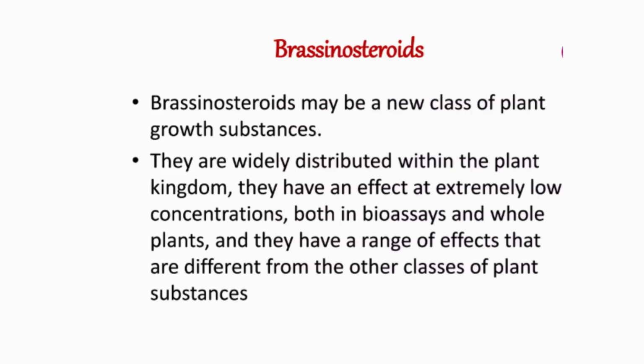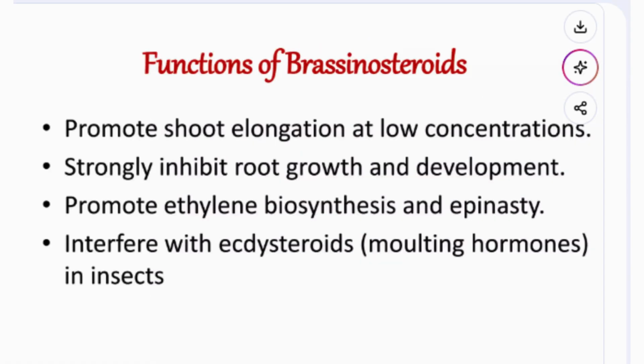Brassinosteroids. Brassinosteroids may be a new class of plant growth substances. They are widely distributed within the plant kingdom. They have effects at extremely low concentrations, both in bioassays and in whole plants, and they have a range of effects that are different from the other classes of substances. Functions of the brassinosteroids: they promote shoot elongation at low temperature, strongly inhibit root growth and development, promote ethylene biosynthesis and epinasty, and interfere with the steroid molting hormone in insects.